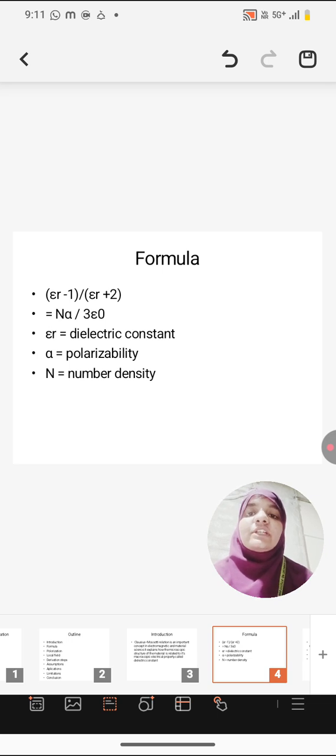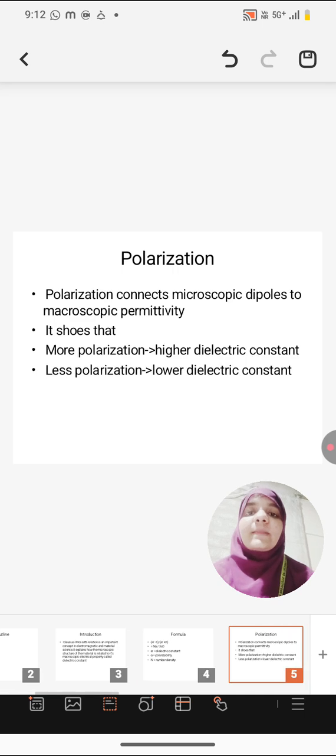Formula for Clausius-Mossotti relation. (epsilon naught minus 1) by (epsilon naught plus 2) equals N alpha by 3 epsilon naught. Here, epsilon naught denotes dielectric constant, alpha is polarizability, and N equals number density.